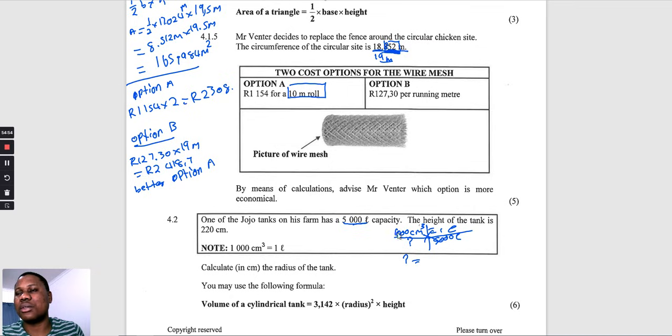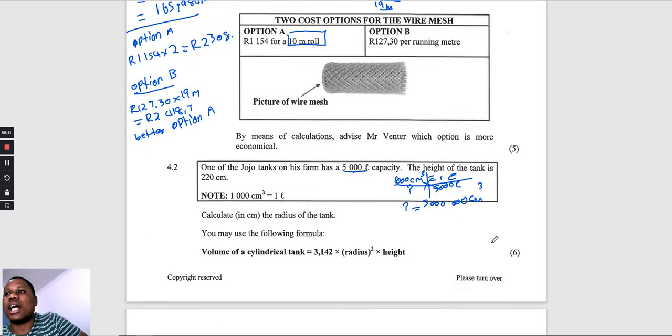That is going to be 1000 multiplied by 5000. That gives us 5 million. That means that the capacity of this tank is 5 million centimeter cubic. So now we are going to our formula. Let me write it here. Volume is equal to pi r squared multiplied by height.